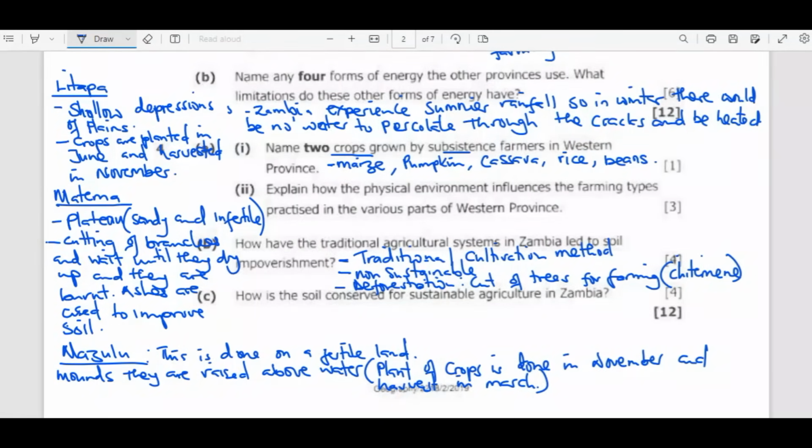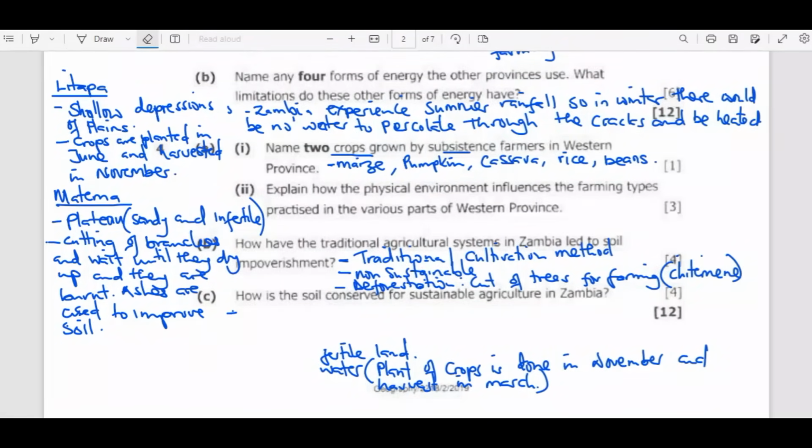How is the soil conserved for sustainable agriculture in Zambia? Number one, soil is conserved by crop rotation. Crop rotation also helps to conserve the soil. So let us clear so that we can have some space.